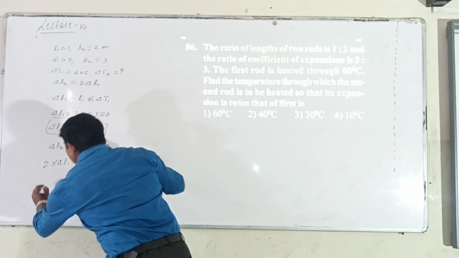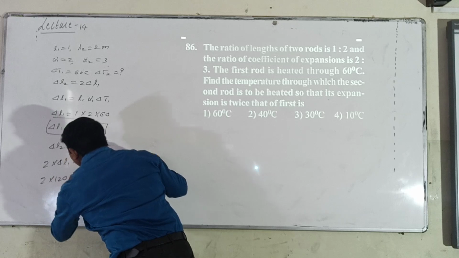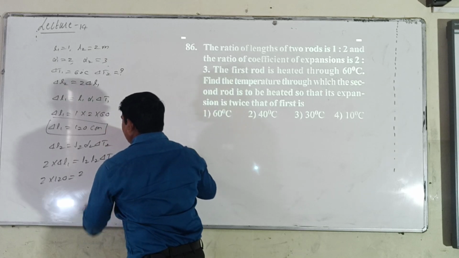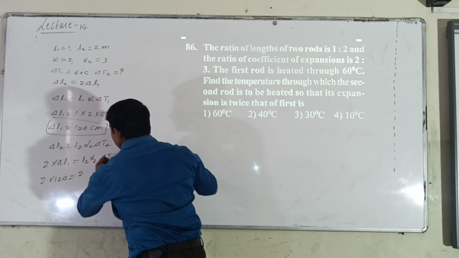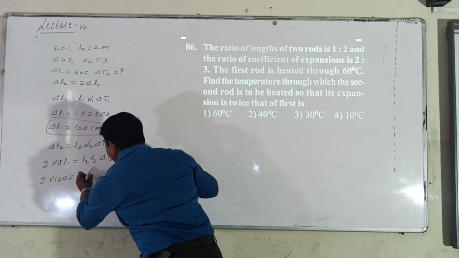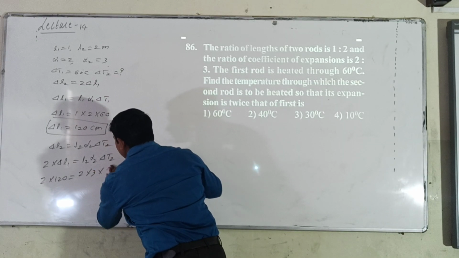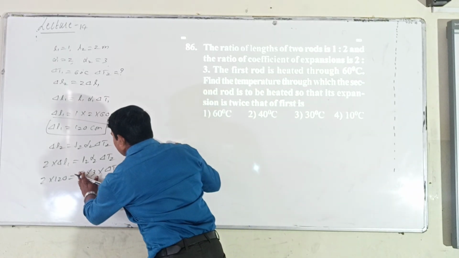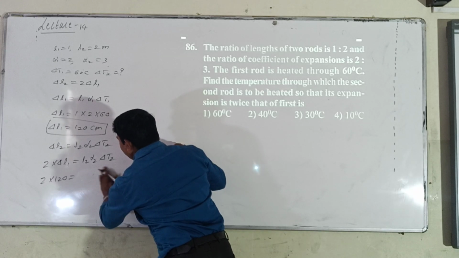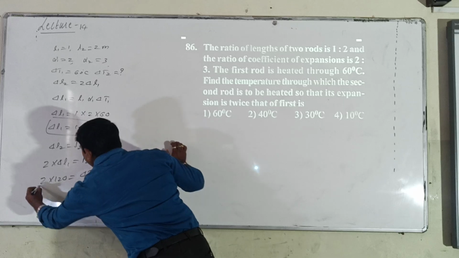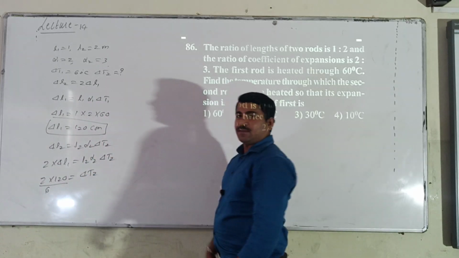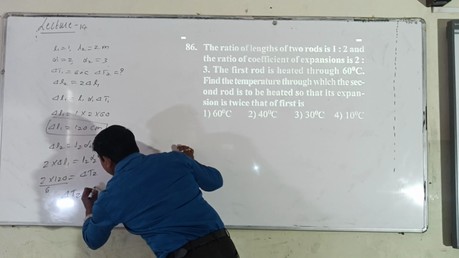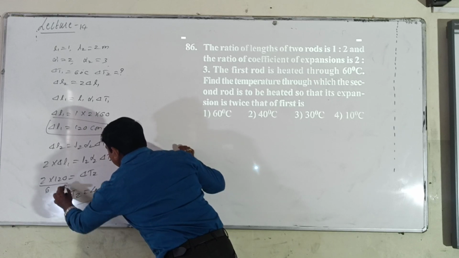What is delta L1? Delta L1 is 120. Right? L2 how much is given? L2 is equal to 2. Sir, this is alpha 2. Alpha 2 how much is given? It is 3 into delta T2. Or shall I give directly? See here, 3 into 2 into 3 is 6 value. Then delta T2 whole divided by 6. Right? Then what is delta T2? I can find from this. Delta T2 is equal to nearly 40 degrees Celsius.